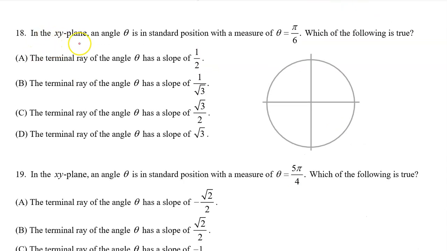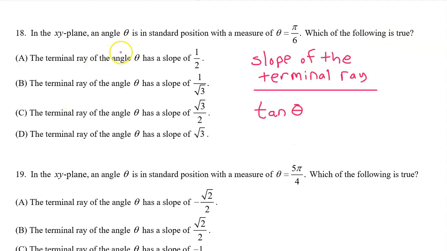Number 18. In the xy plane, an angle theta is in standard position with measure theta equals pi over 6. Which of the following is true? All of the answer choices describe the slope of the terminal ray, and we know that the slope of the terminal ray is given by tangent theta.